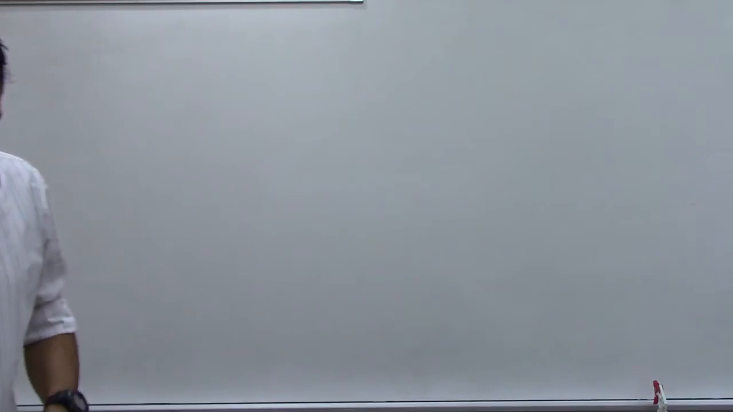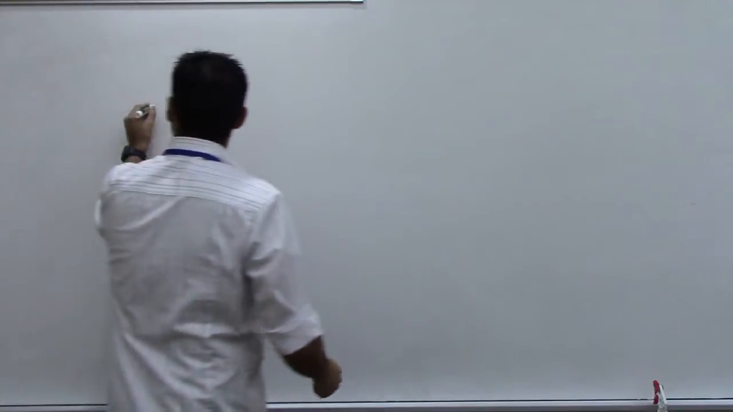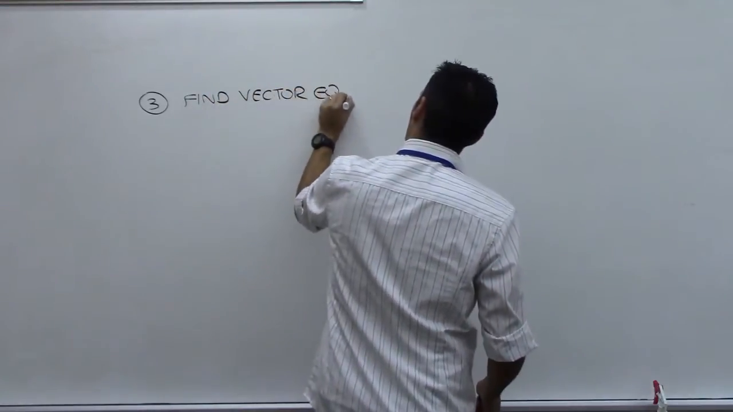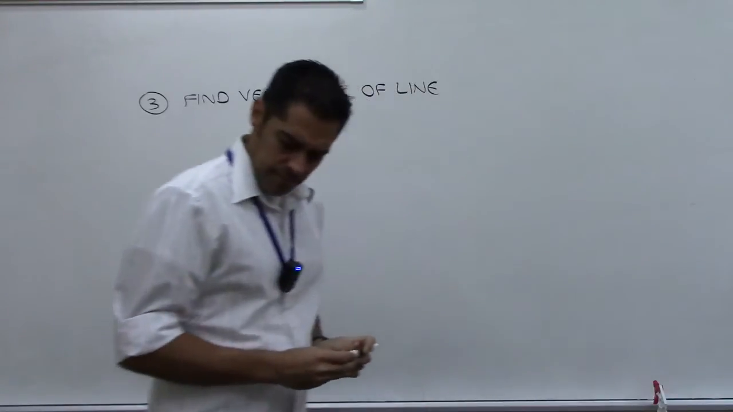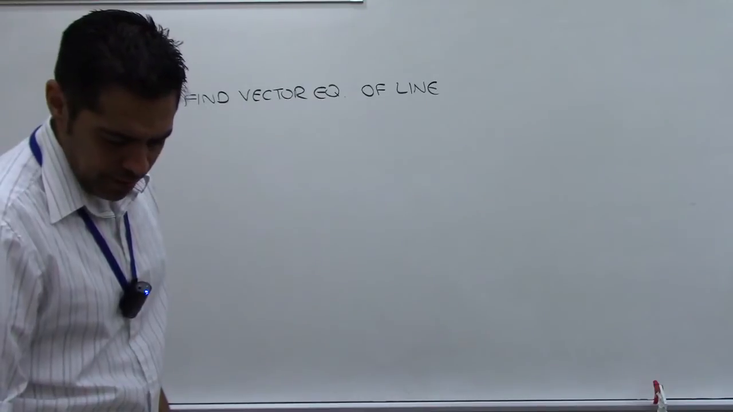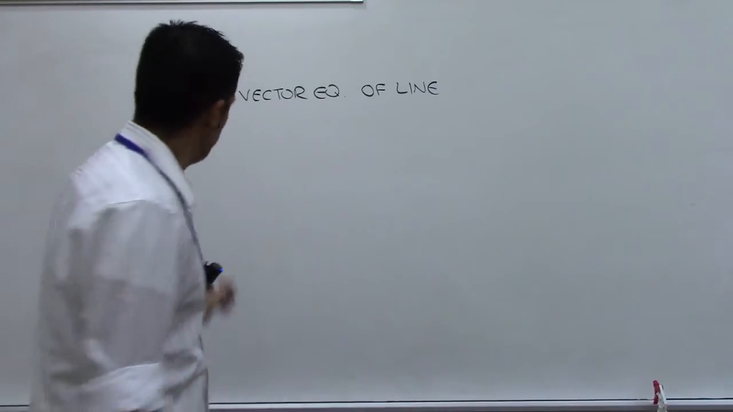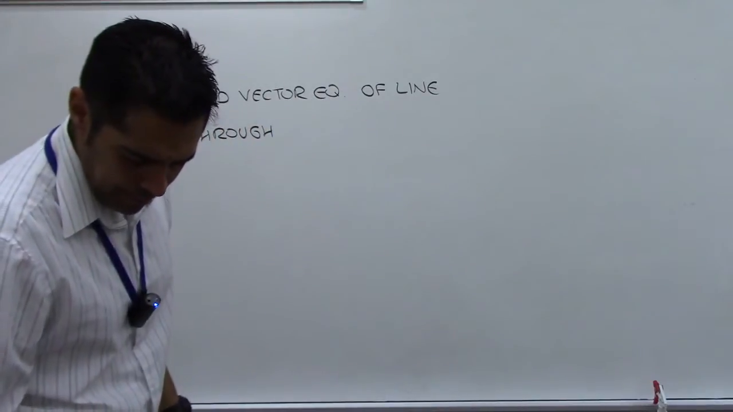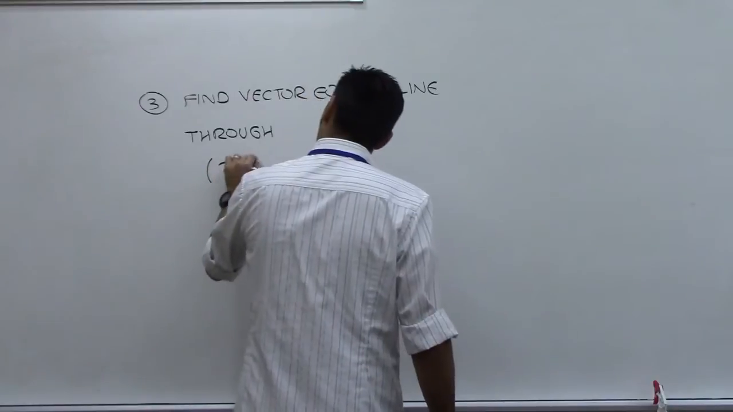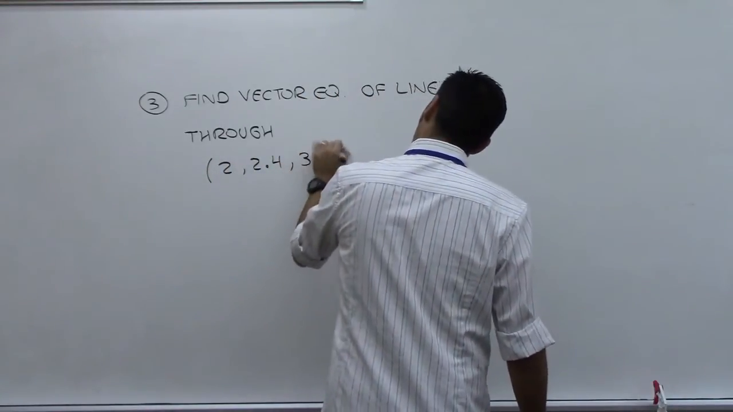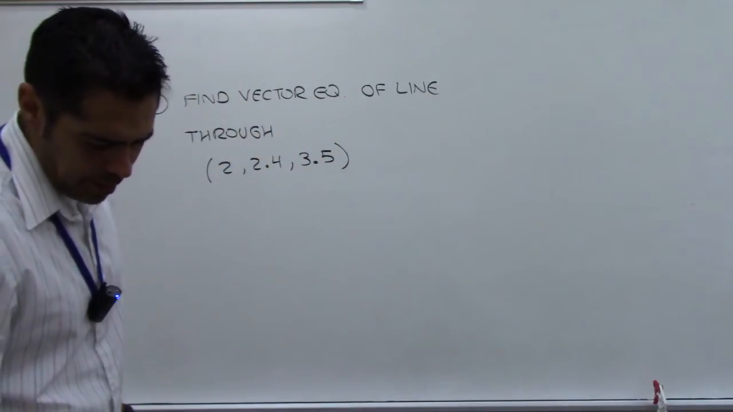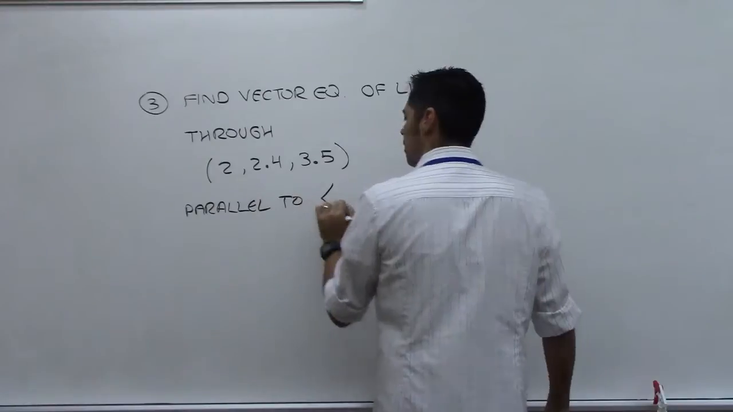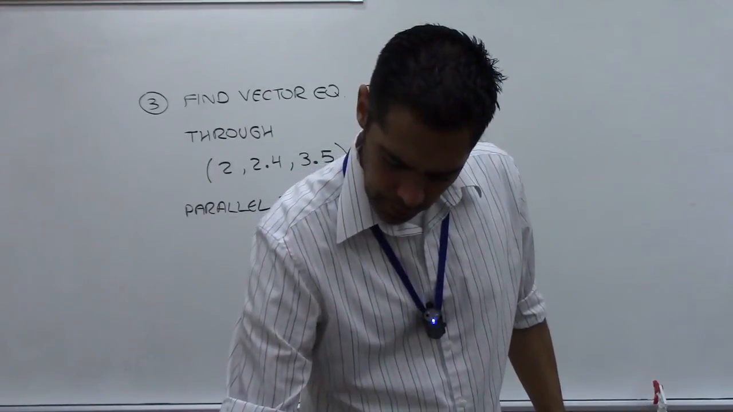Let's move on to number 3. We want to find the vector equation of the line, and the parametric equations for the line through the point, let's see, they give you a point (2, 2.4, 3.5), and parallel to the vector (3, 2, -1).